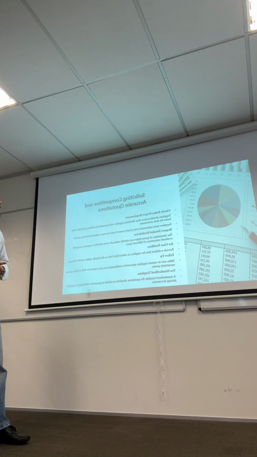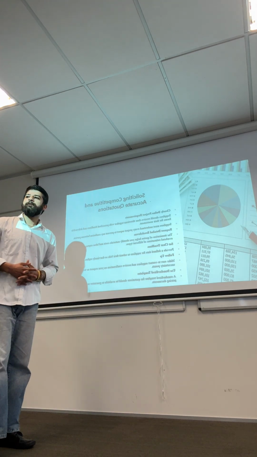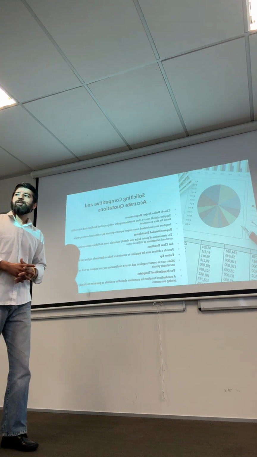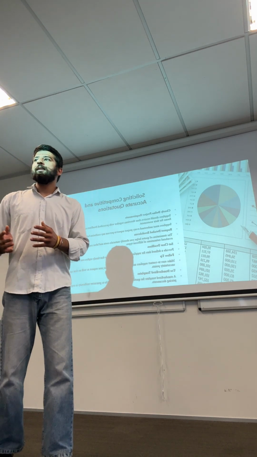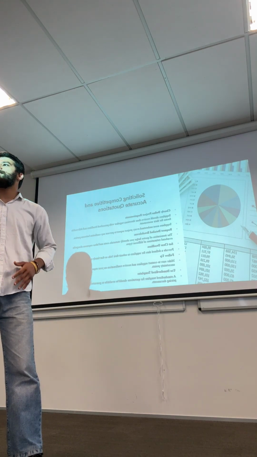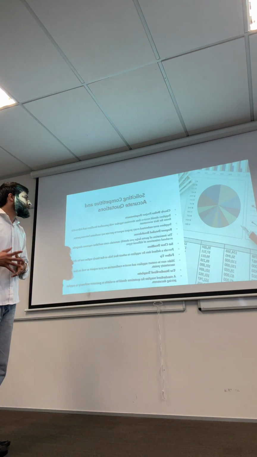Soliciting competitive and accurate quotations. Clearly define project requirements. So first of all, we have to be very clear with our project requirements, what the requirements of our project are, to get competitive and accurate quotations. Supplier must understand every project aspect to prevent any confusion between parties. So the supplier must be very clear about what we need in our project, so there is no confusion between the parties and the suppliers.